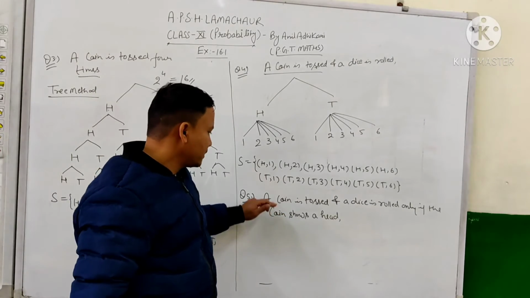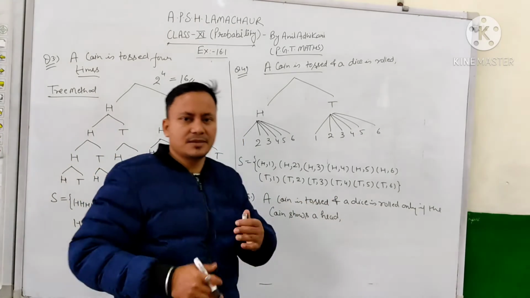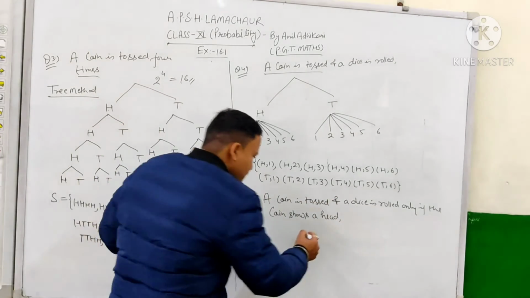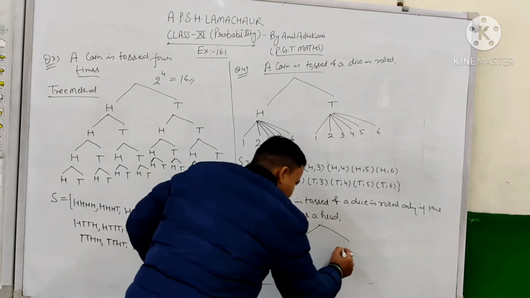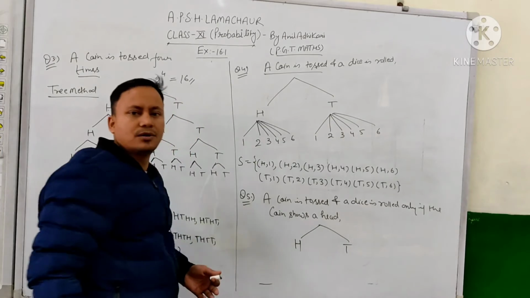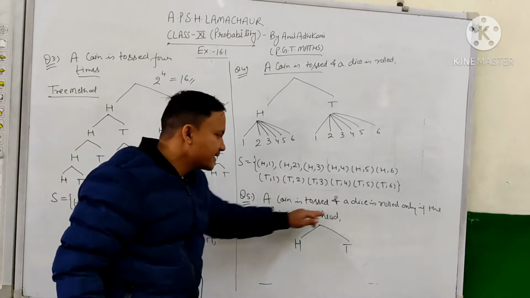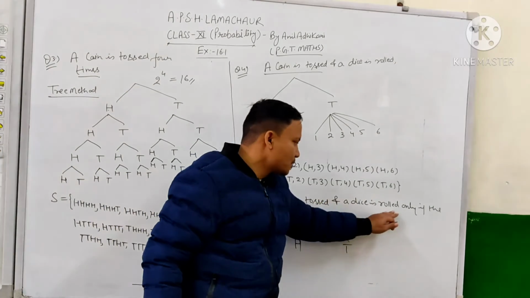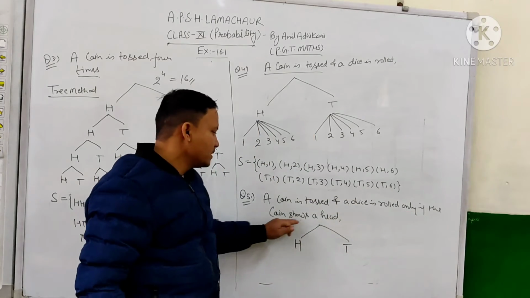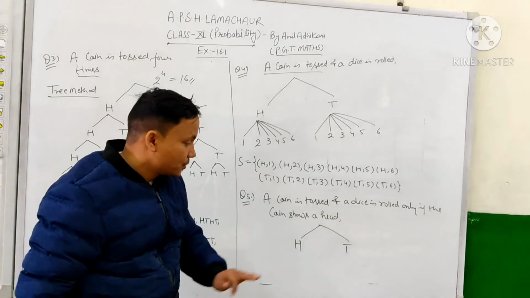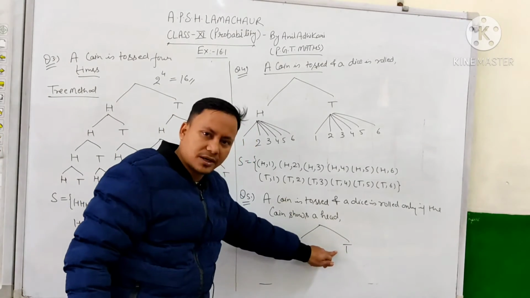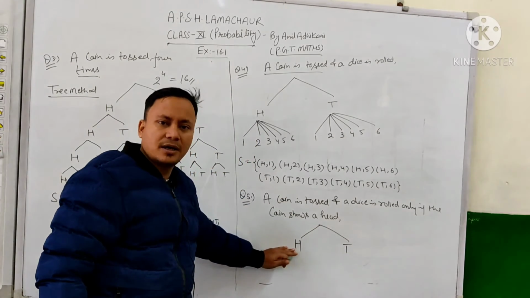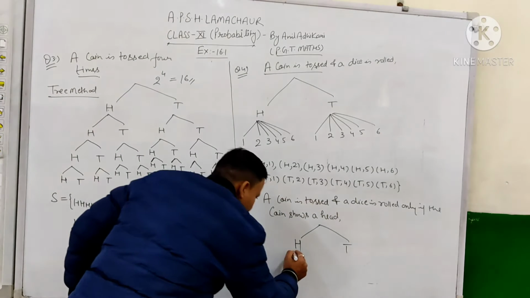Now see student, a coin is tossed first. सबसे पहले coin को toss किया जा रहा है. So what will be the possibilities? Whether the coin will turn into a head or it can be turned into a tail. Now the second condition is a dice is rolled only if the coin shows a head. If the coin is showing a head, then we have to throw a die, not in case of tail. Okay. So if the coin is showing a head, then we have to throw a dice.